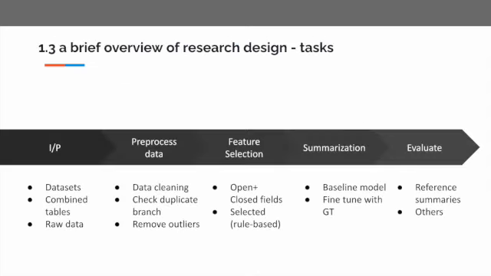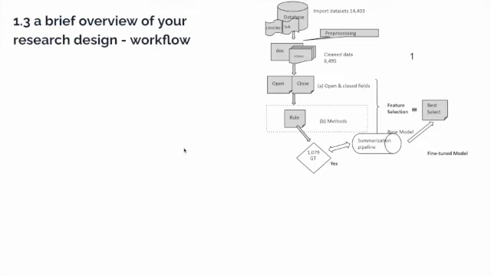There are 5 main steps. First, we gather up the information, then we clean things up. Also, feature selection is very important before moving into summarization. And finally, evaluation, comparing our summary with the reference summary and other things. The workflow revolves around the 5 tasks.